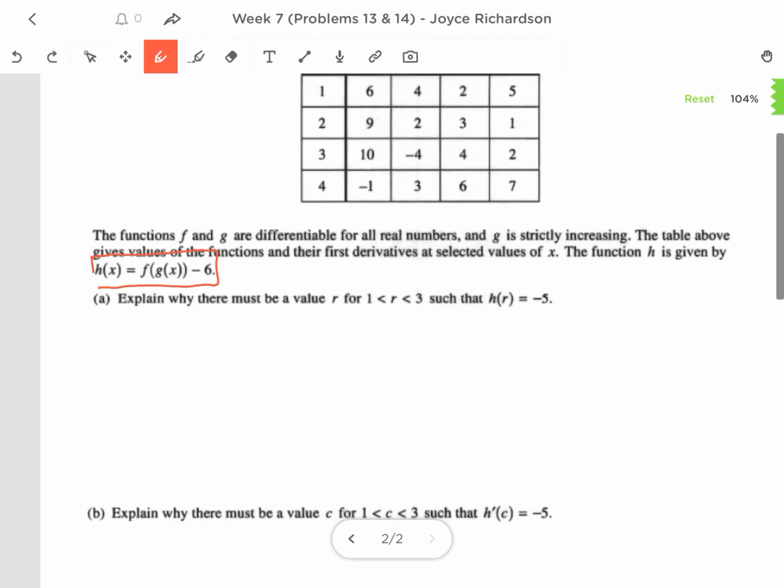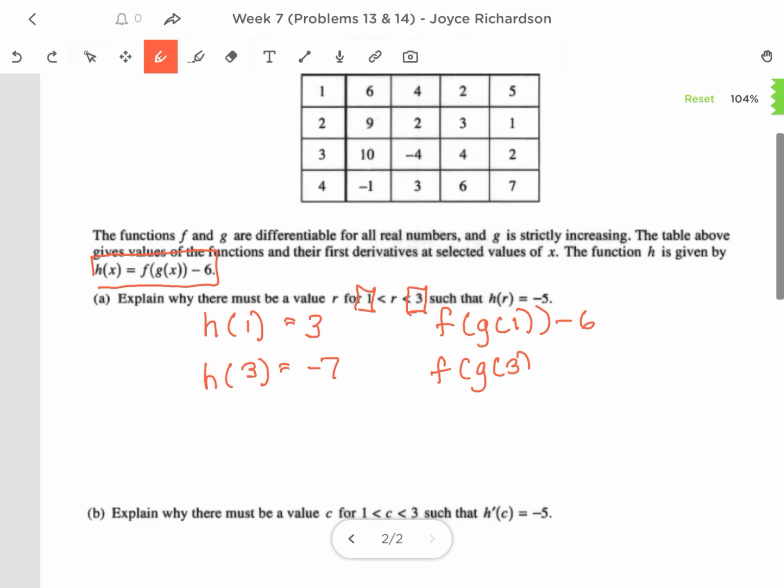When you're doing this, we need to see a couple things. First of all, in order to prove this, we need you to get h of 1. If you get h of 1, you are going to get 3. If you get h of 3, you should get negative 7. So this is your first step. How did I get those values? I plugged them in. So for h of 1, f of g of 1 minus 6, and for h of 3, f of g of 3 minus 6.